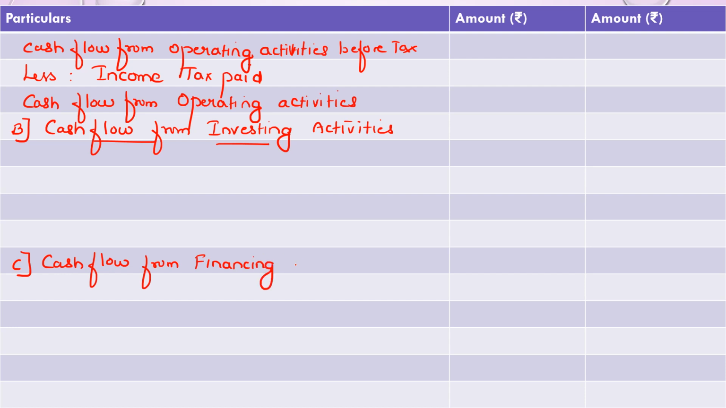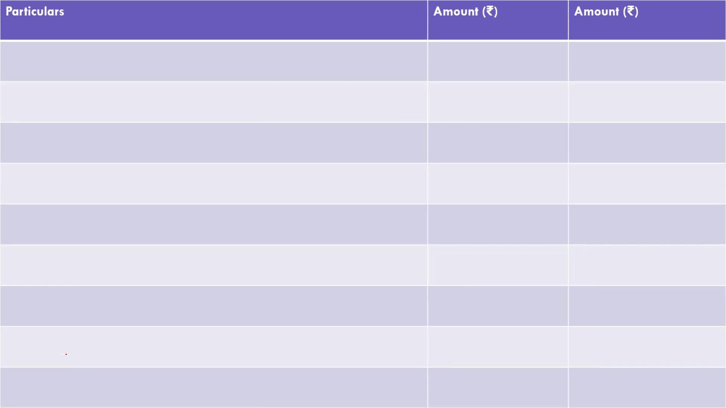Now financing activity means it is related to the share capital, the long-term borrowings. So basically, here we remember share capital had undergone a change. There was long-term borrowing, there was debentures, and there was interest related to that. So leaving around 3-4 lines for that, we would be going further.